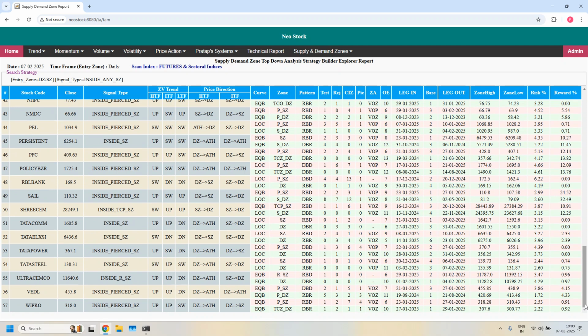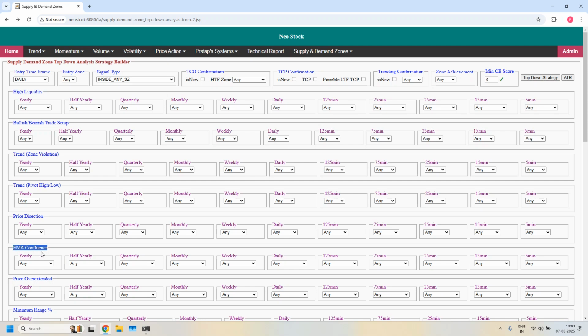So total 57 stocks. Out of these 57 daily supply zones, how many daily supply zones are having daily EMA Confluence? Let us filter. So in the EMA Confluence, at a daily time frame, I am setting the filter daily supply zone having daily EMA Confluence.